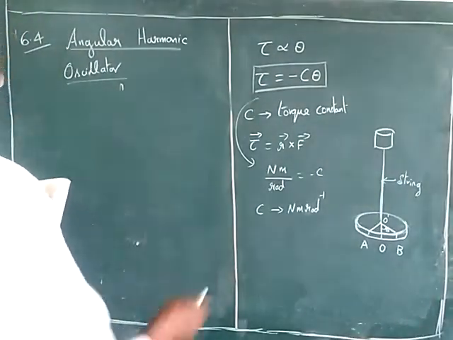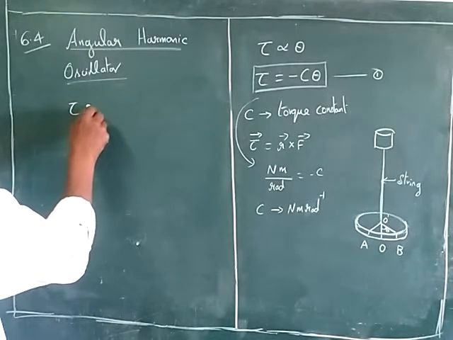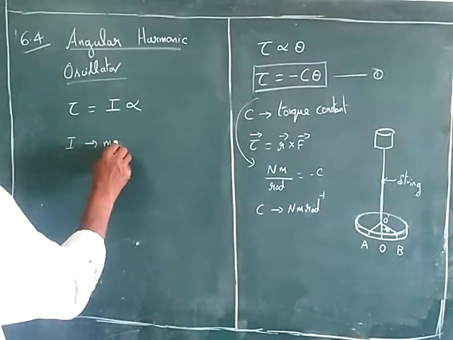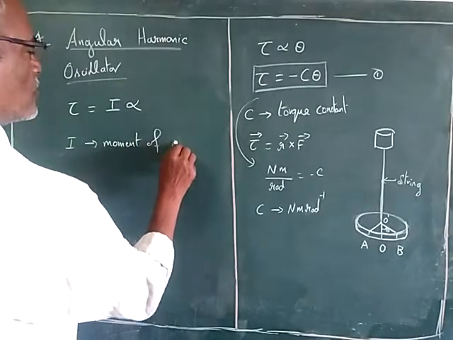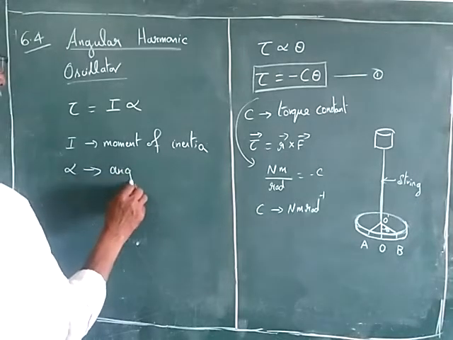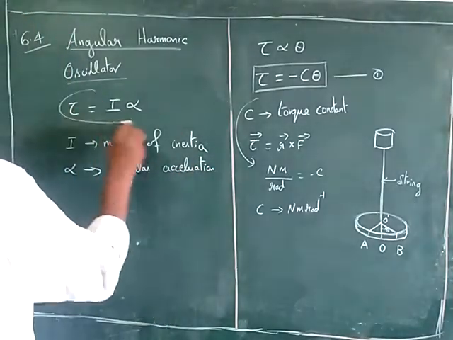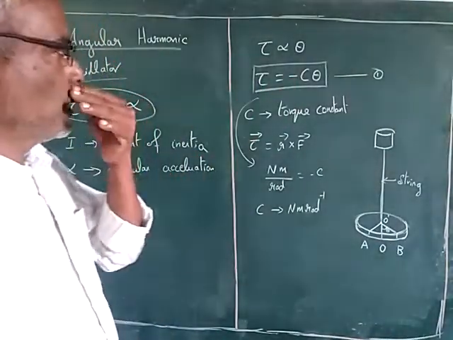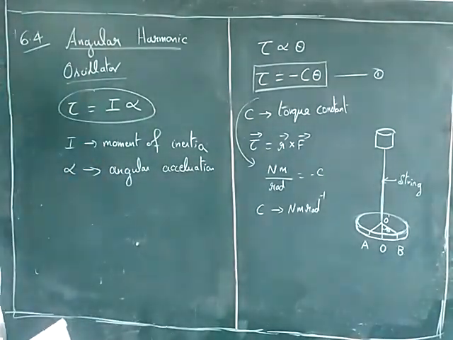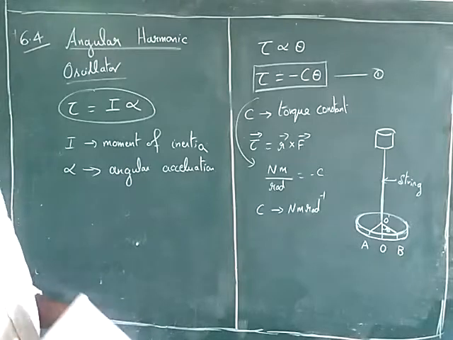So the first equation is this equation, and we have a relation already covered in the earlier topics: torque is equal to I alpha, where I is the moment of inertia and alpha is the angular acceleration. Now we have two relations. This one, torque is equal to minus C theta, is from the basic principle that we have observed in this case, and torque is equal to I alpha is an established result that we have already studied in the earlier topics.